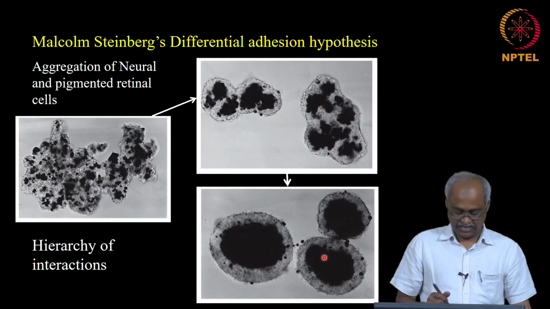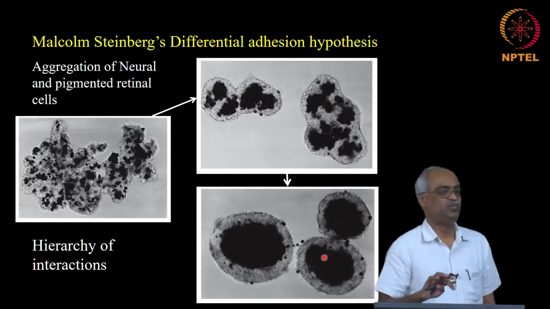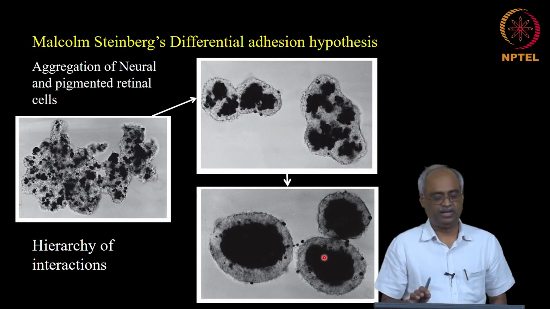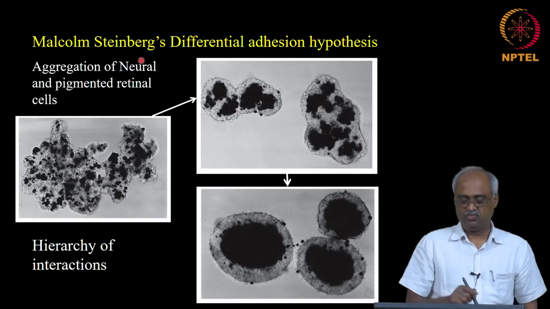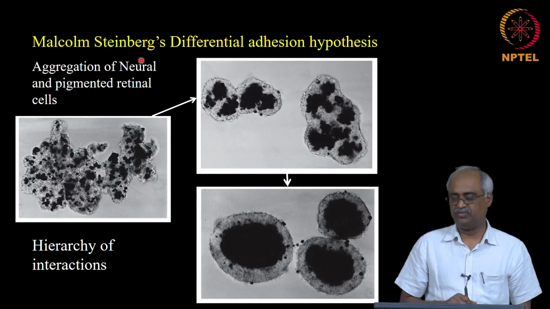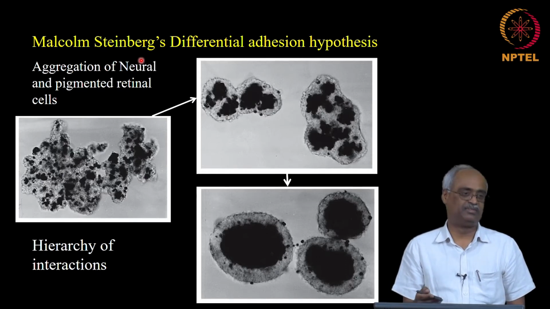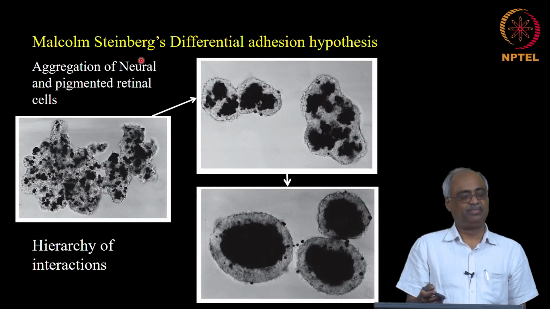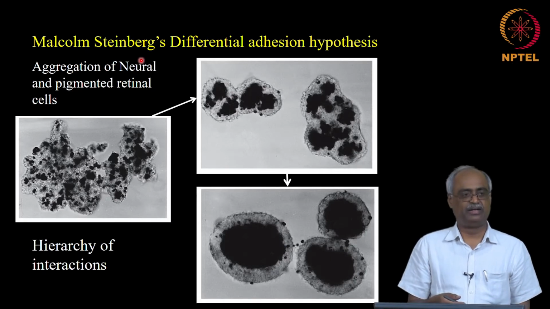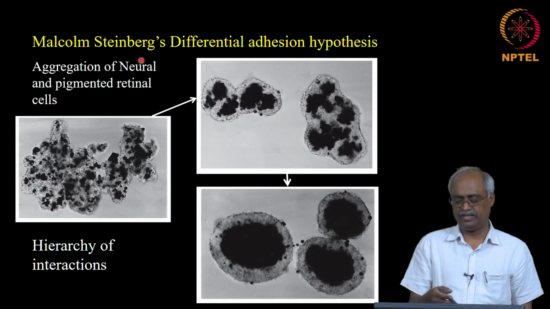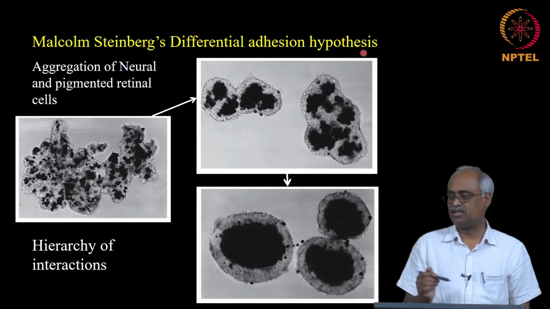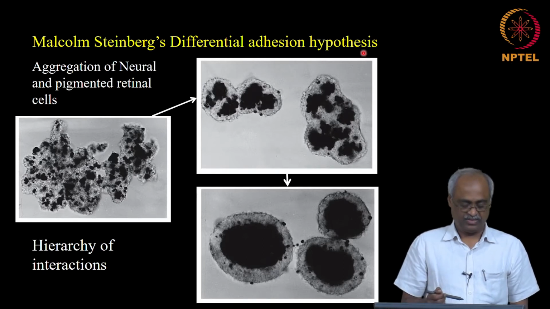So, the next idea is how do the cells know where to go, and for that Malcolm Steinberg proposed a theory called the differential adhesion hypothesis. Okay, so, they are still working on it, like last year when I saw they had a review recently. See, this started in the 1960s, 1964 I think he proposed this differential adhesion hypothesis. So, it is quite simple.